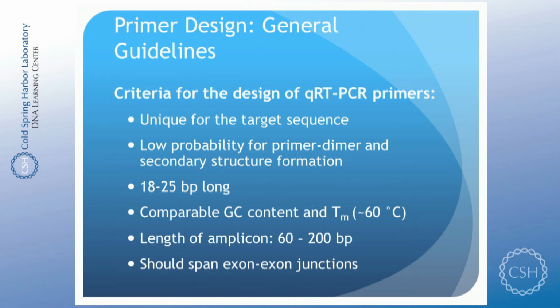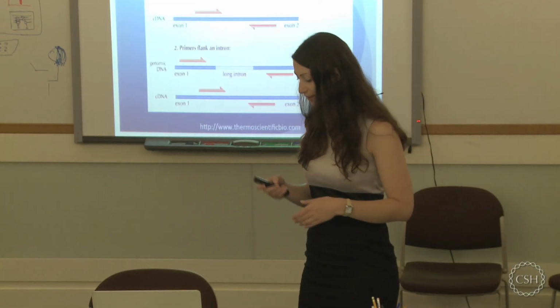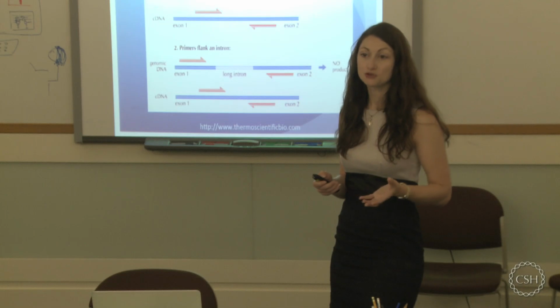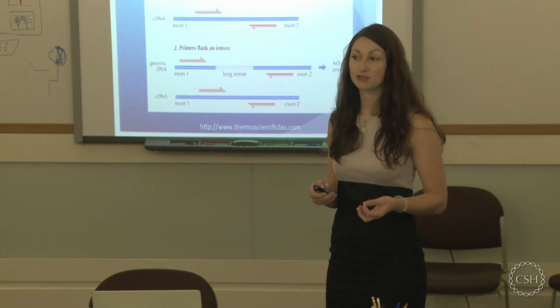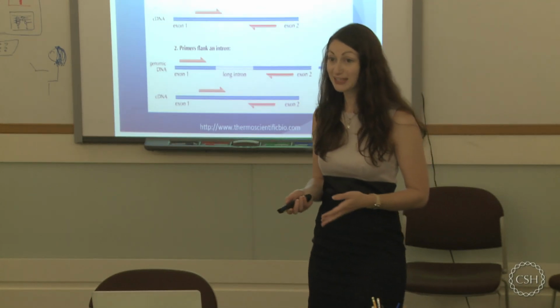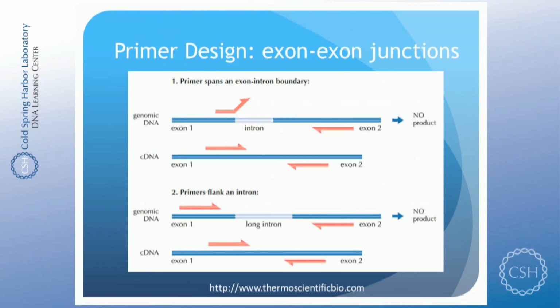And finally, if you can, your primer should span exon-exon junctions. And here's why. Even if you treat your cDNA reaction with DNase or your RNA extraction with DNase, and I guess many actually don't do that to start with, you might have some contamination of genomic DNA in your sample. Now if you have primers that span exon-exon junctions like this one does, so half of the primer is in exon 1 and the other half binds to exon 2, it cannot amplify genomic DNA, but it can perfectly fine amplify cDNA.